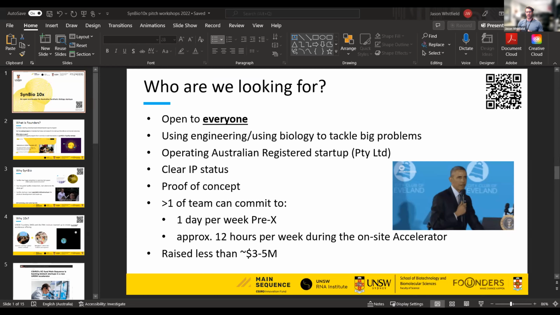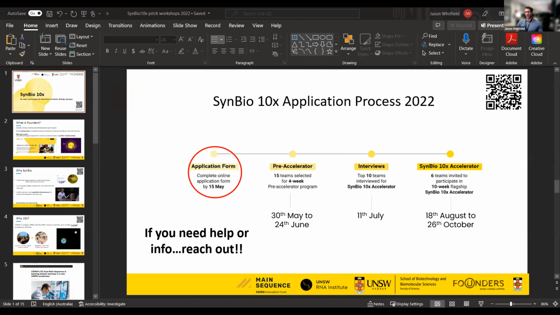10x is divided into 2 phases, a 4-week pre-accelerator and a 10-week accelerator. Now, the 4-week pre-accelerator that kicks off the end of May through to June is optional, but super highly recommended. It's where we really give you a lot of the core tools that you need to get the most out of the 10x accelerator program, which starts at the end of August. So I said a couple of those key dates there, but the main one you need to know right now is that applications close on the 15th of May.